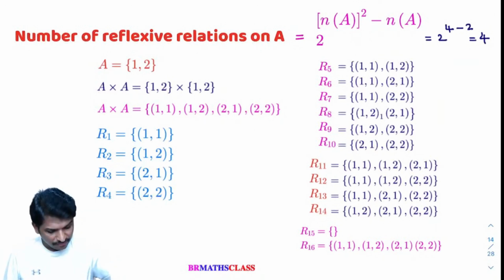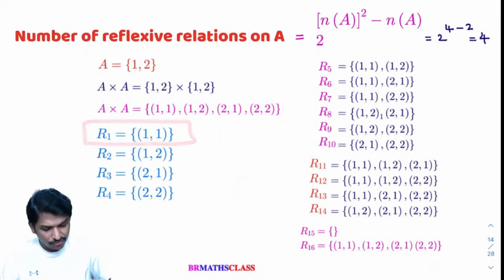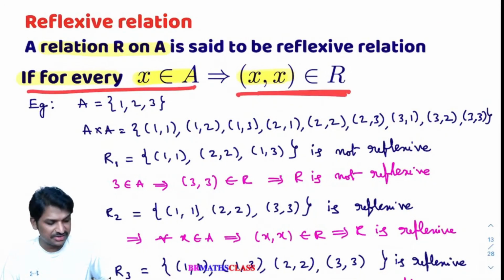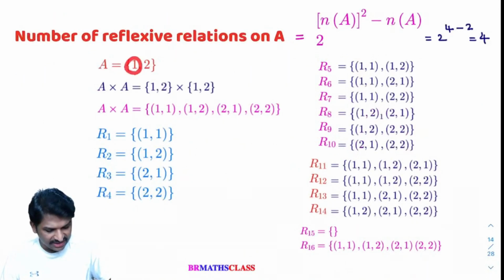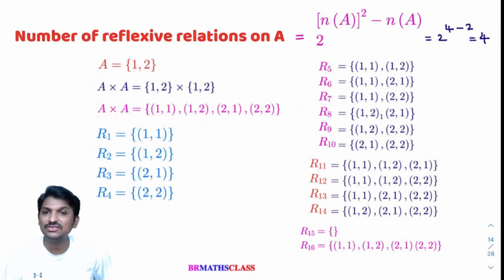First you take this relation. Is this relation a reflexive relation? 1, 1. Please comment. Is it reflexive? No. Why? What is the definition of reflexive relation? For every x belongs to A, the ordered pair x, x belongs to this relation. Here, 1 is in set A and 1, 1 is there, it's okay. But when you take 2 in set A, the ordered pair 2, 2 is not in this. R1 is not reflexive.